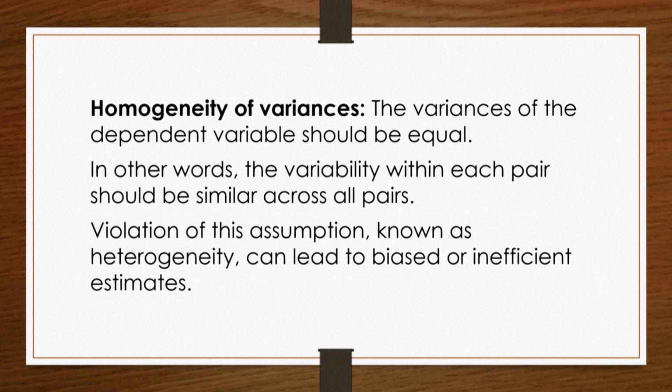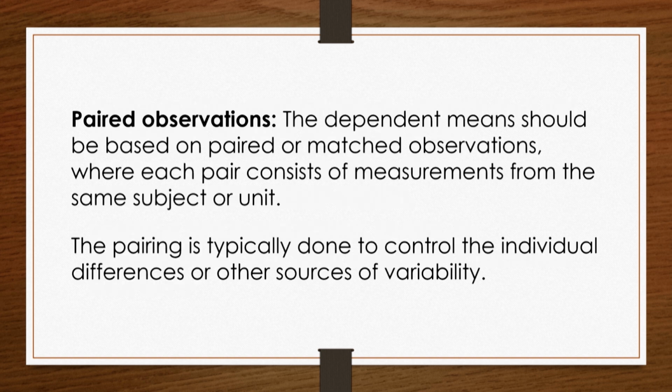The third assumption is homogeneity of variance. The variance of the dependent variable should always be equal. In other words, the variability within each pair should be similar across all pairs. There should not be much deviation or difference. Violation of this assumption, known as heterogeneity, can lead to biased or inefficient estimates in the statistical test.